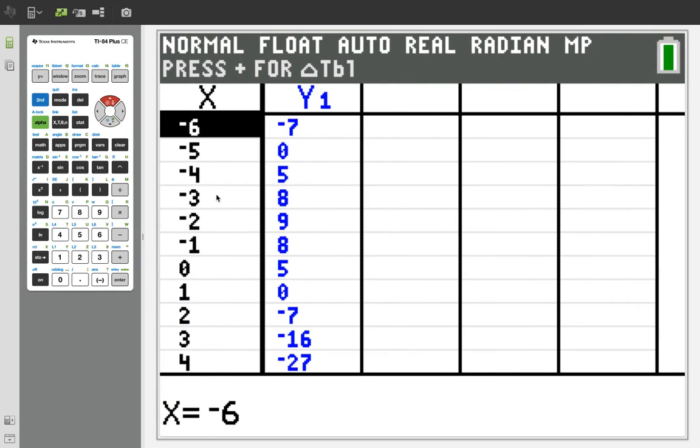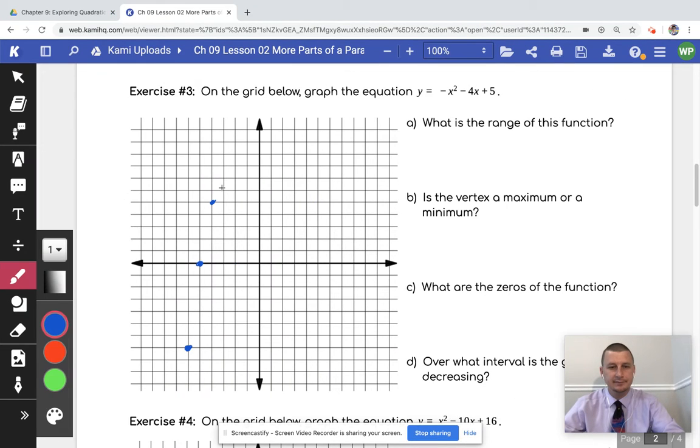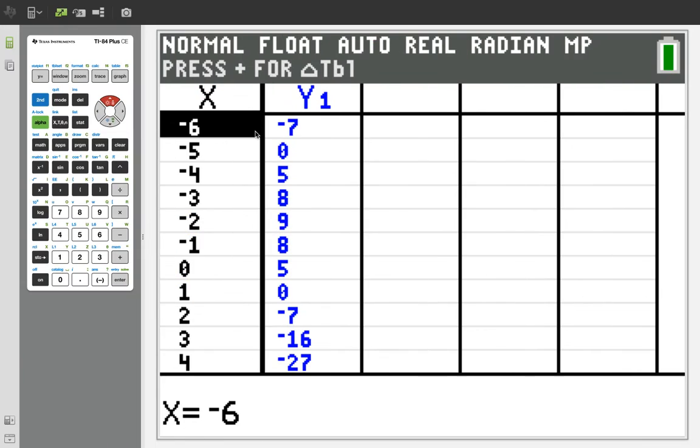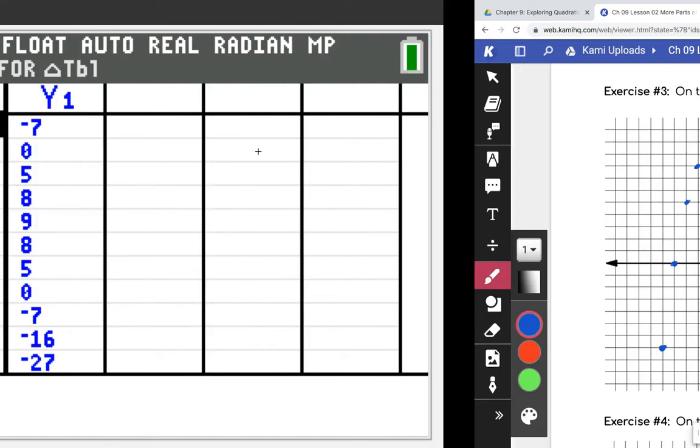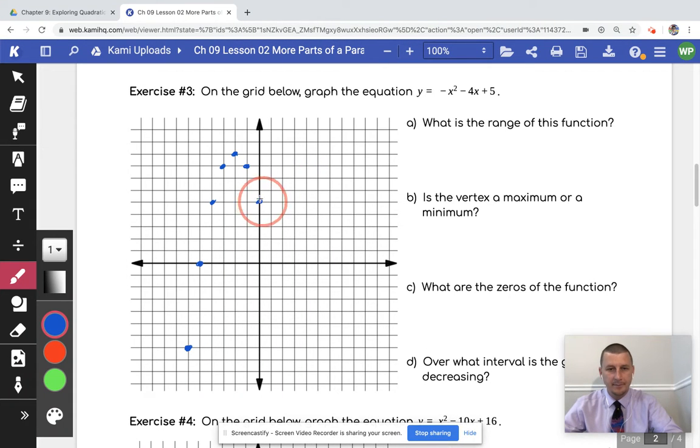And then I'll go to negative 3, 8. Negative 2, 9. Negative 1, 8. 0, 5. 1, 0. And finally 2, negative 7. So once I have all the points that fit on my coordinate plane, I want to go ahead and connect those with the smoothest U-shaped curve possible.